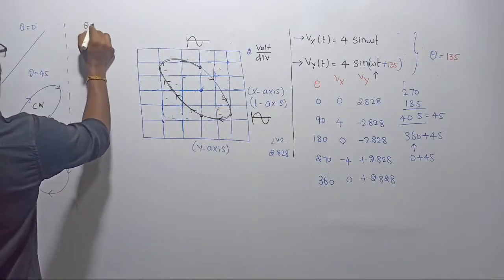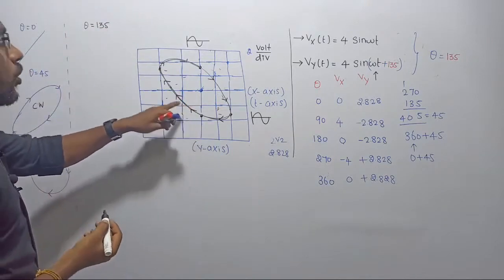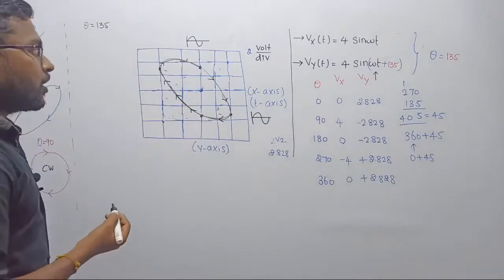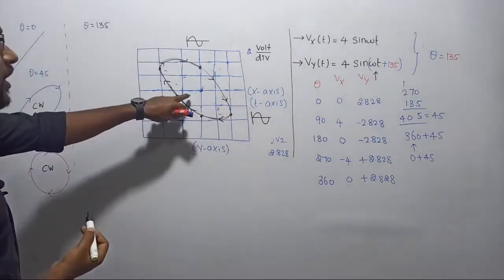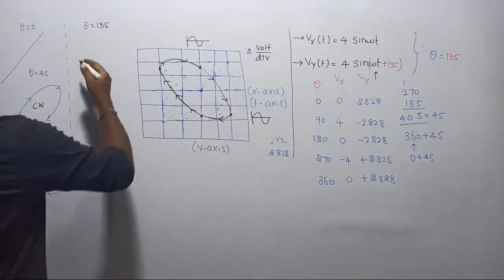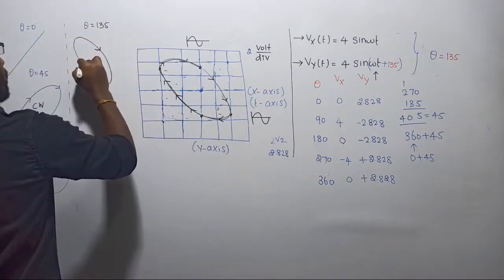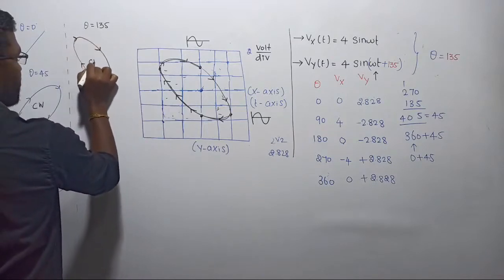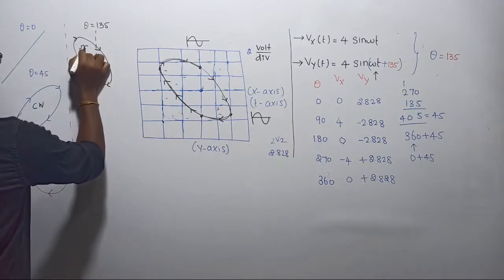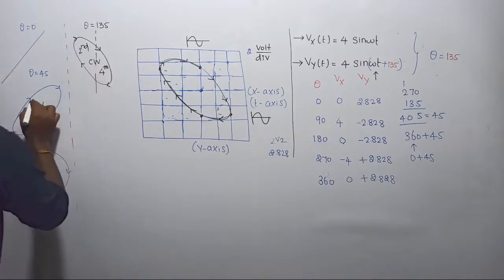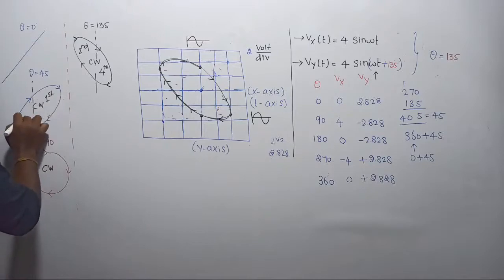Now, if I consider theta equal to 135 degree also, again I am making the same ellipse, still rotating in the same clockwise direction, but if you observe, the major portion is being covered in the second quadrant and fourth quadrant. Your ellipse will look like this. This is the observation, and still it is rotating in the clockwise direction, no doubt. The major portion is covered in the second and fourth quadrant, whereas the earlier one was covered in the first and third quadrant.